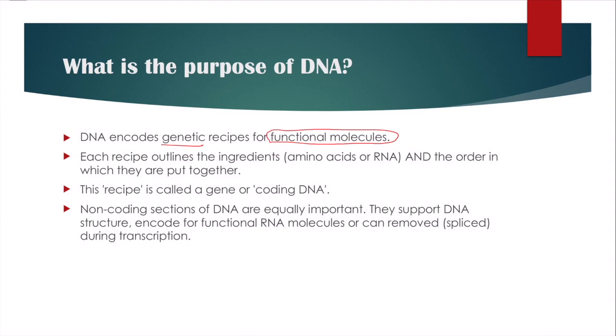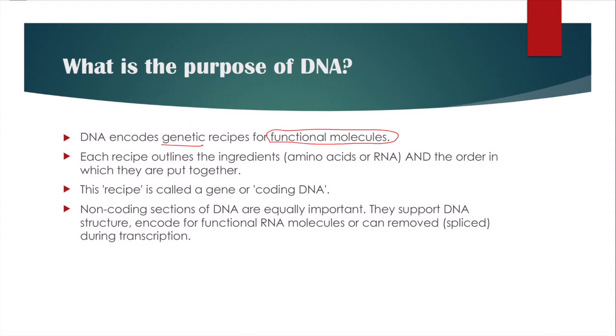Now, each one of these recipes basically outlines the ingredients for the functional molecule and the order in which those ingredients need to be put together. That's essentially what a gene does: the ingredients and the order in which they're put together. And those two factors, along with the place in the cell that they're made, actually allow them to fold up in a way that makes them a functional molecule.